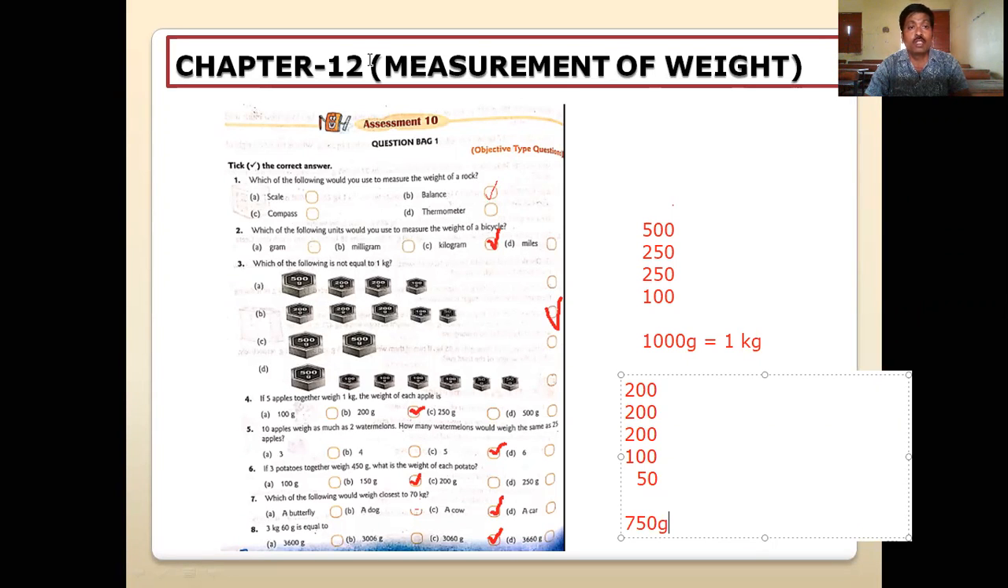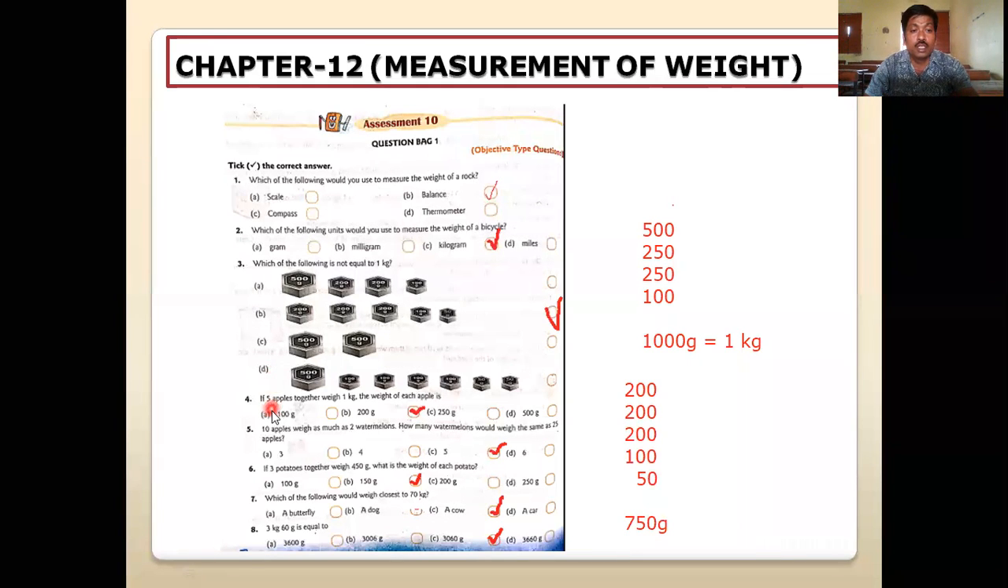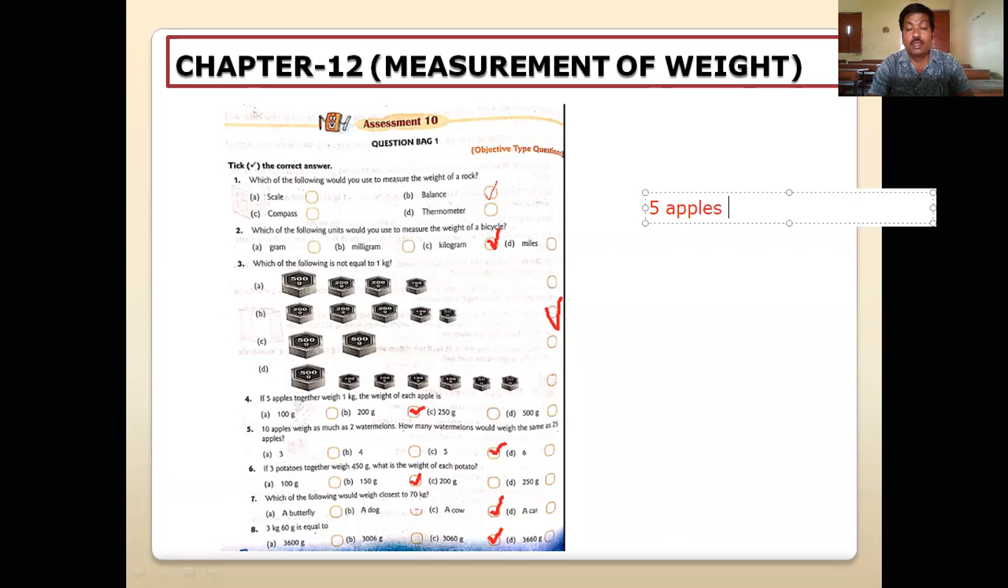Now what does question number 4 say? If 5 apples together weigh 1 kg, what is the weight of each apple? The weight of 5 apples is equal to 1 kg. 1 kg means 1000 gram.